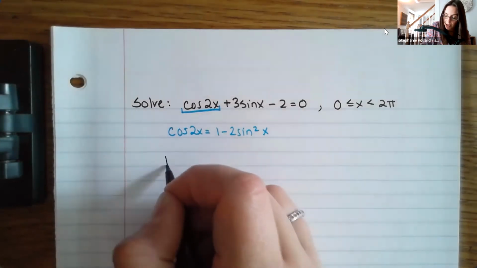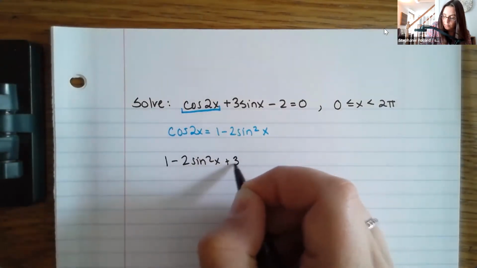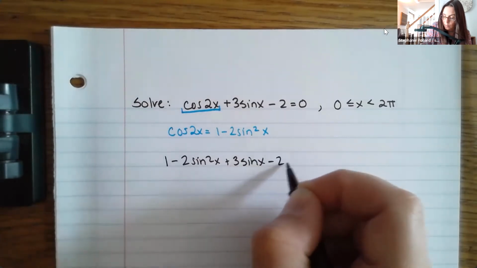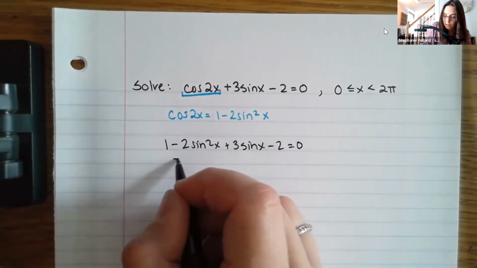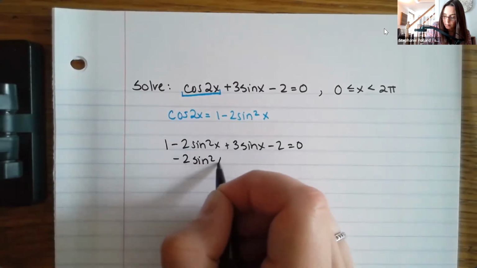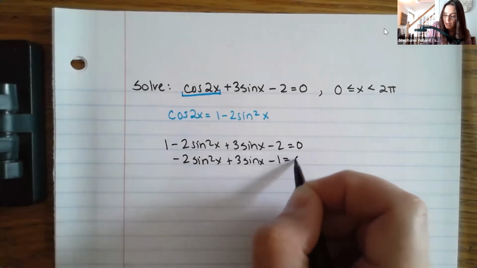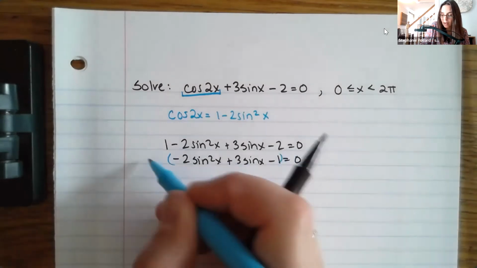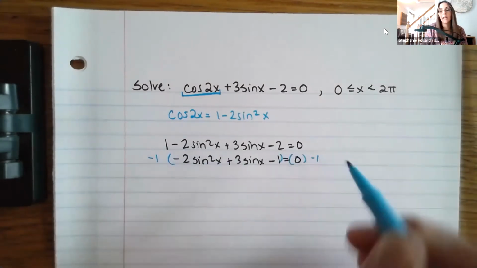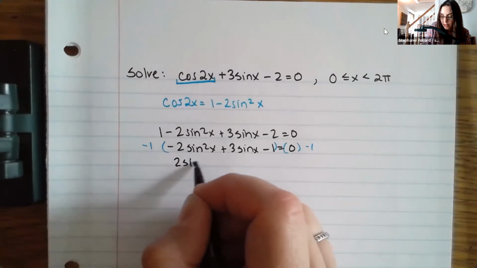I get 1 minus 2 sine squared x plus 3 sine x minus 2 equals 0. I'm going to combine my like terms. And then like before, I am going to multiply everything through by -1. I just personally don't like having a negative square term. I find it more difficult to work with. So I like to get rid of it.